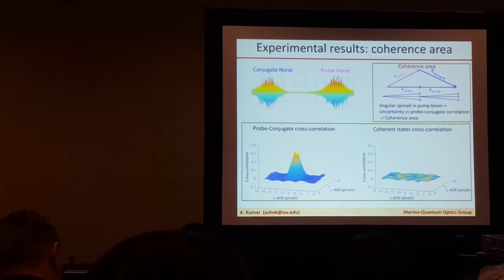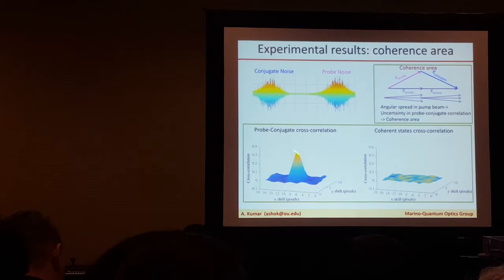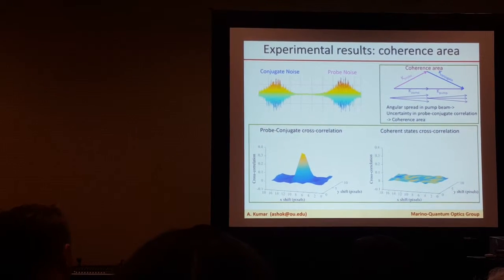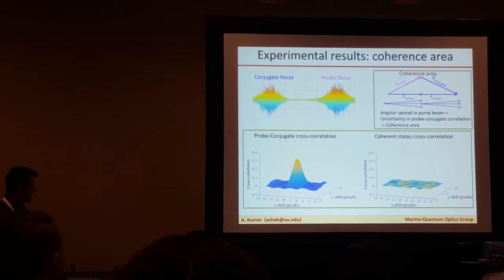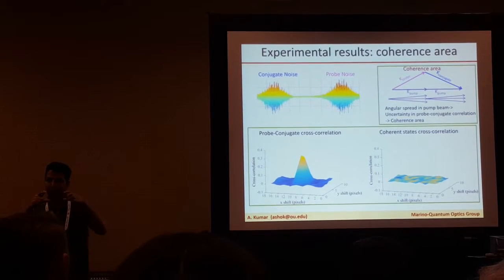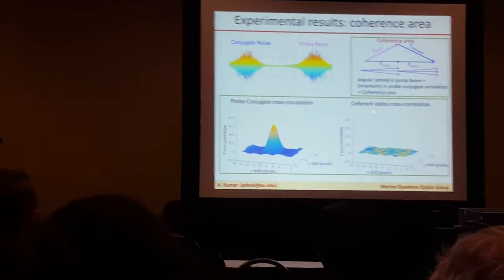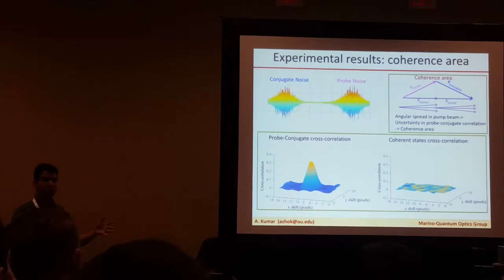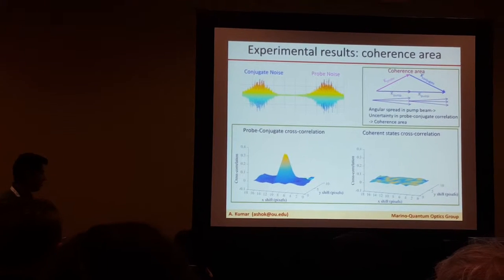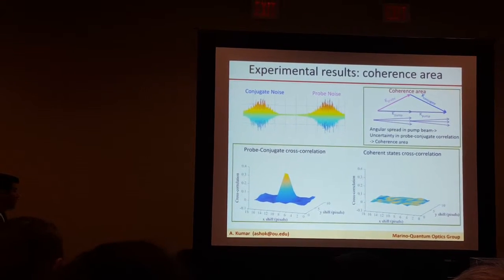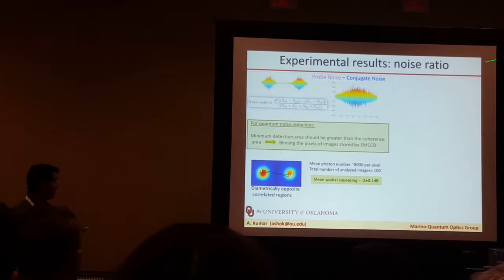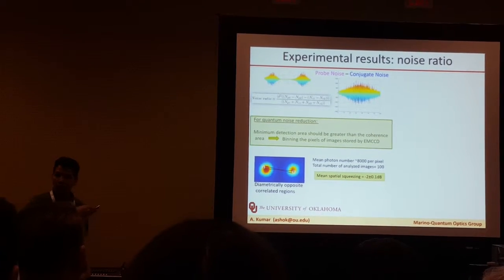There is a correlation peak, and that peak indicates a maximum correlation between the cropped region of the probe and somewhere in the conjugate. The width of this peak profile tells us about the scale of the coherence area, or correlation area, of the beam. We tested this with the usual coherent pulses, which in the coherent state don't have any correlation, and we were not expecting any. There is a smooth surface without any correlation peak.